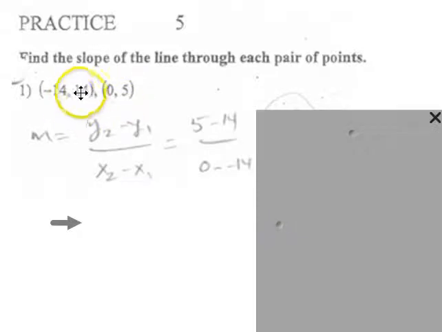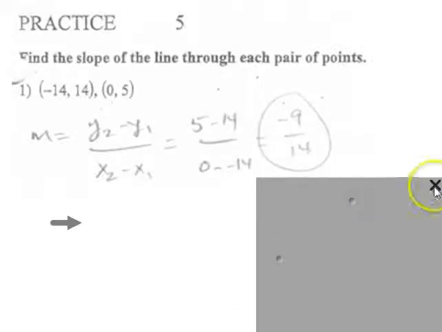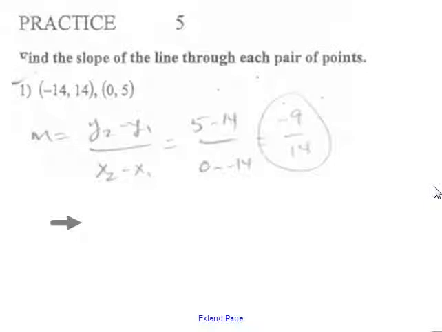5 minus 14. Notice it's not 5 minus 0. Make sure you got those right, and make sure that the y's are the second numbers in each point. So 5 minus 14 divided by 0 minus minus. Remember, this is a minus, but so is that. So minus minus 14. 5 minus 14, well, that's negative 9. 0 minus minus 14, well, that's plus 14, and your slope is negative 9 over 14.